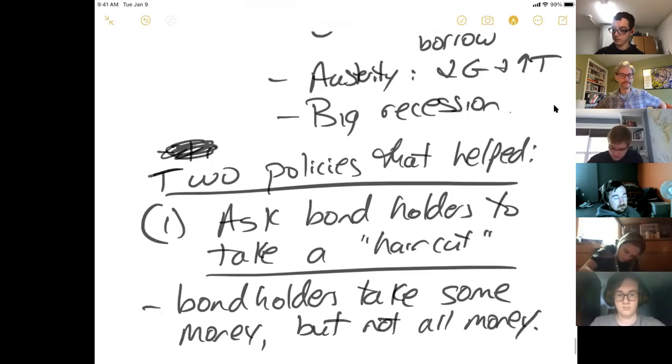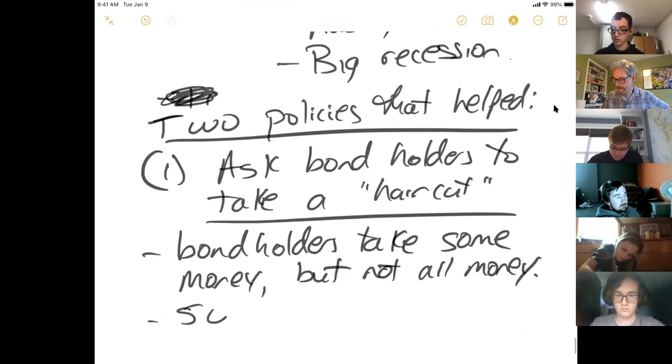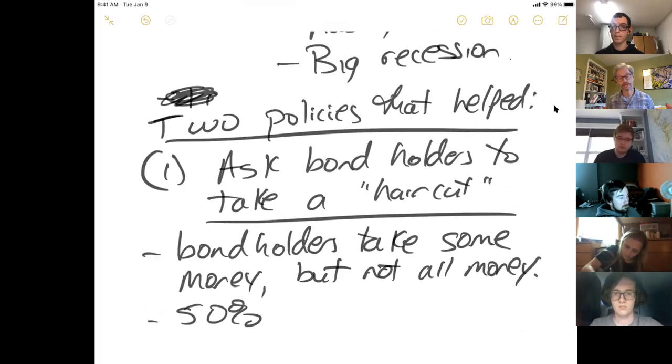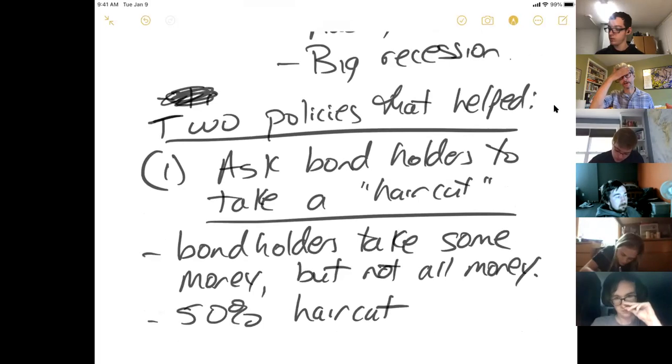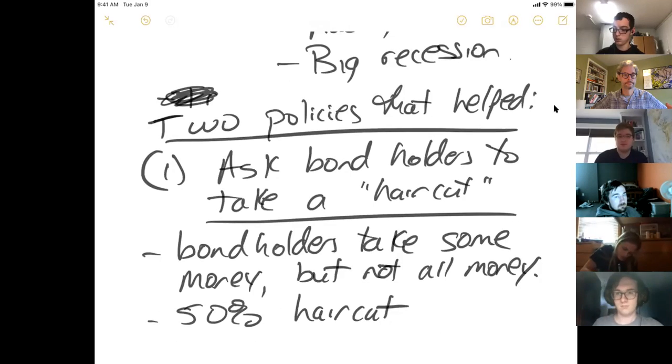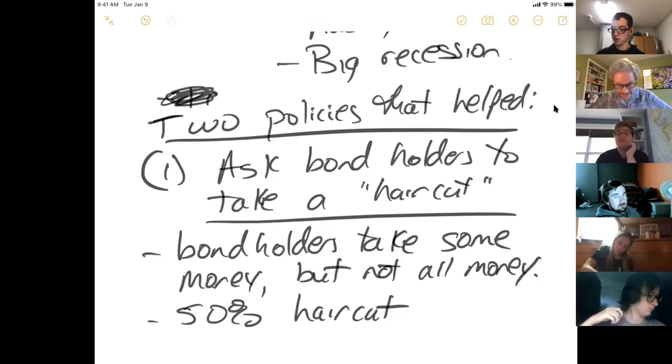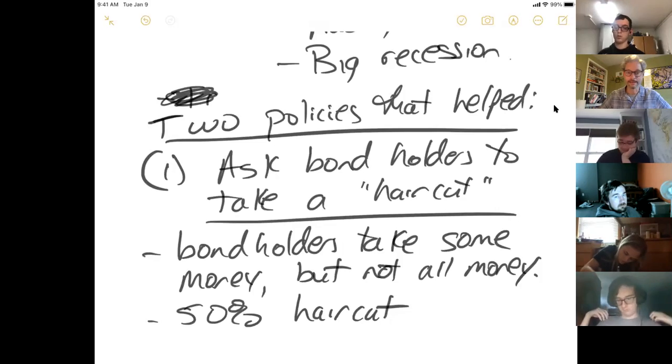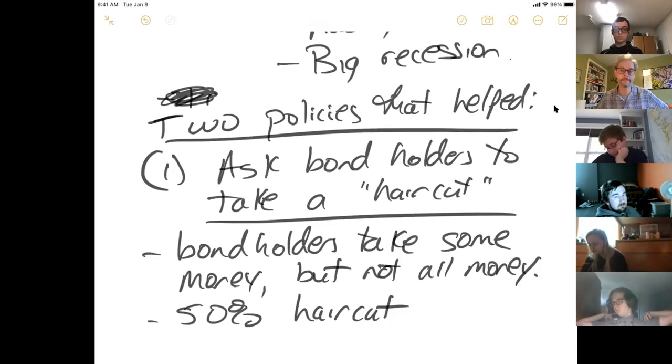Basically, bondholders agree to take some of their money back, not all of it, right? In the Greece case, bondholders basically took a 50% haircut. They said, give us half the money back. Why would a bondholder agree to just take 50% of their money back? Because it's better than getting nothing back. It's better than zero, right? That's it exactly. A lot of bondholders just simply said, give me 50. And so that is one thing that Greece was able to do.